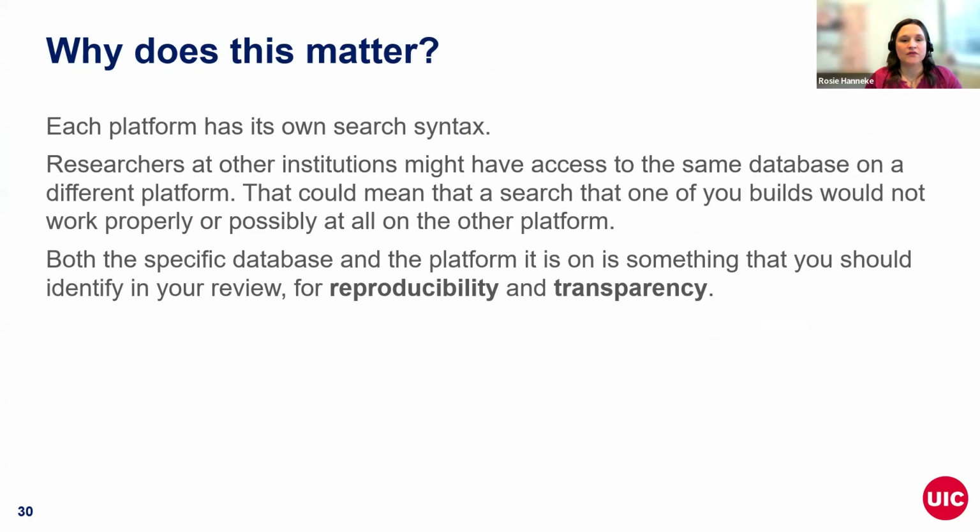So again, for the objectives of reproducibility and transparency, you need to specify in the methods section of your review both the specific database that you searched and the platform you searched it on, so that researchers at other institutions will be able to either replicate your exact search if they have access to the same database and platform, or they would know that if they have that database on a different platform, they would need to translate that search syntax to be able to reproduce your search.